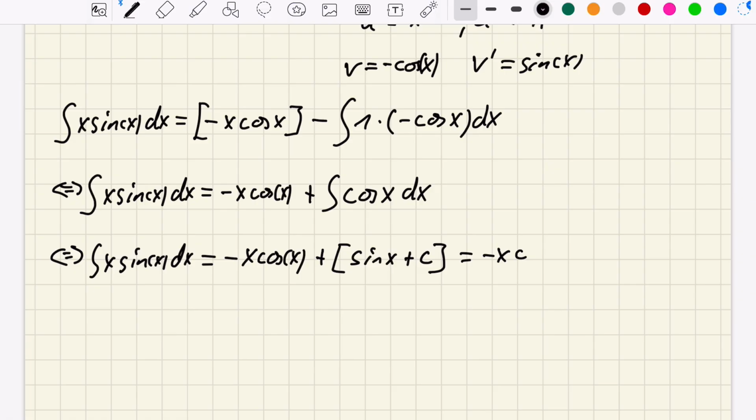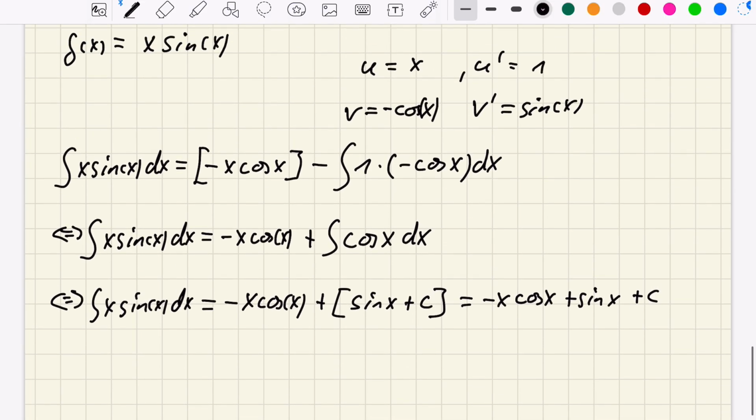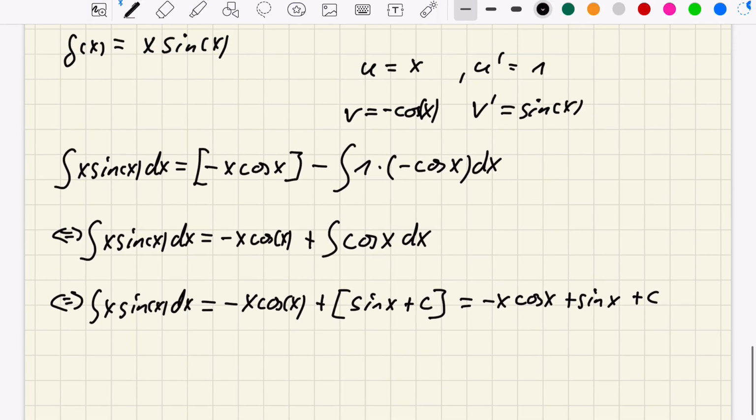So this is minus x cosine x plus sine x plus c. Now you can test if that was successful by differentiating this function, and this should be left with x times sine x after differentiation.